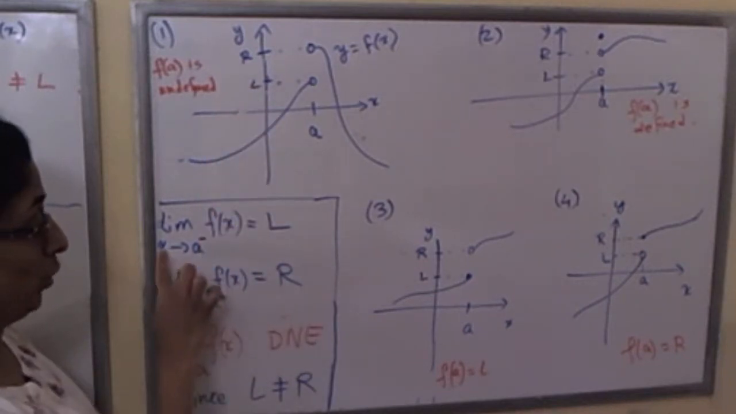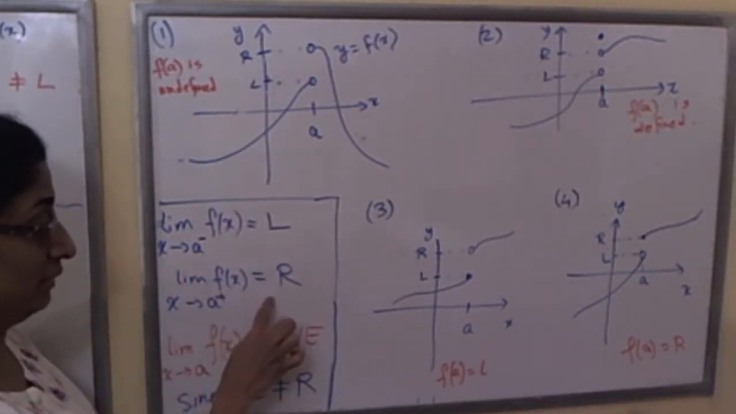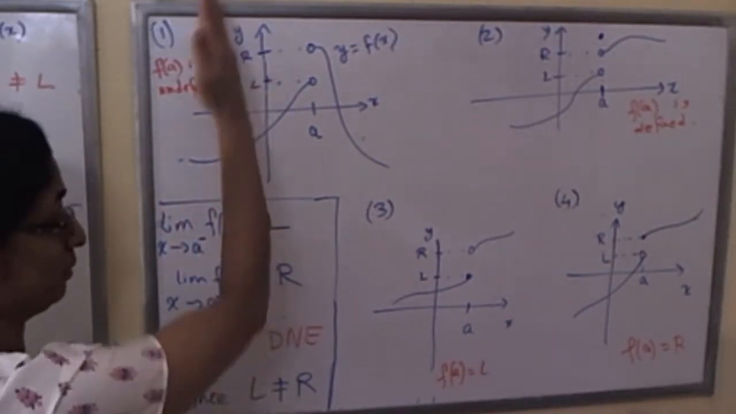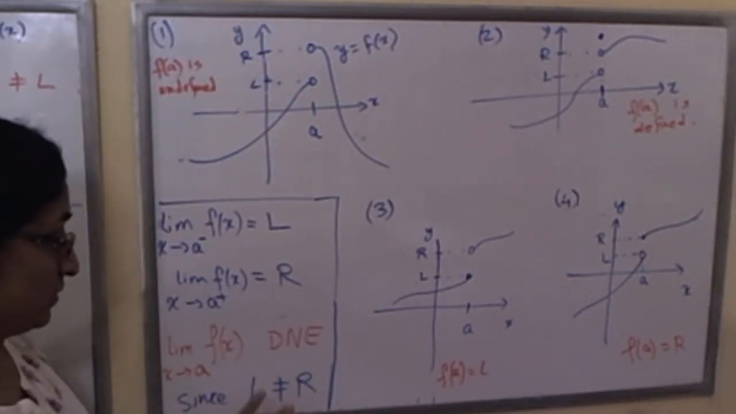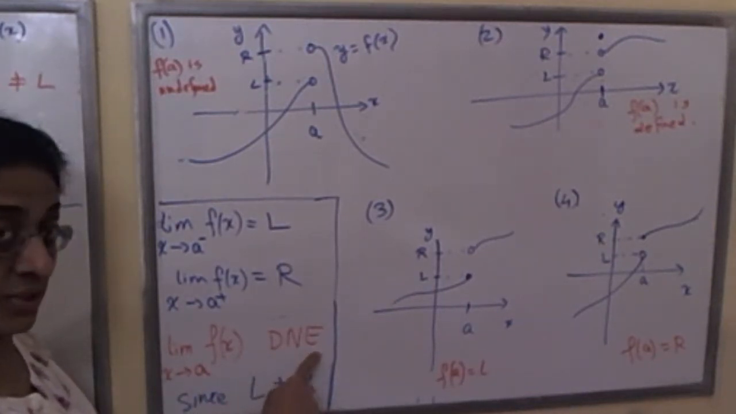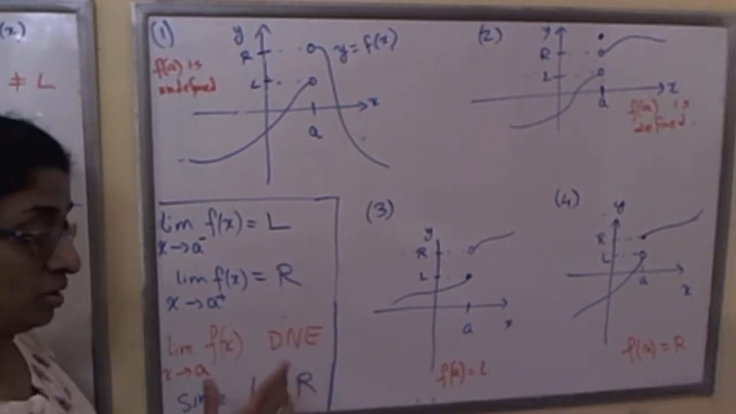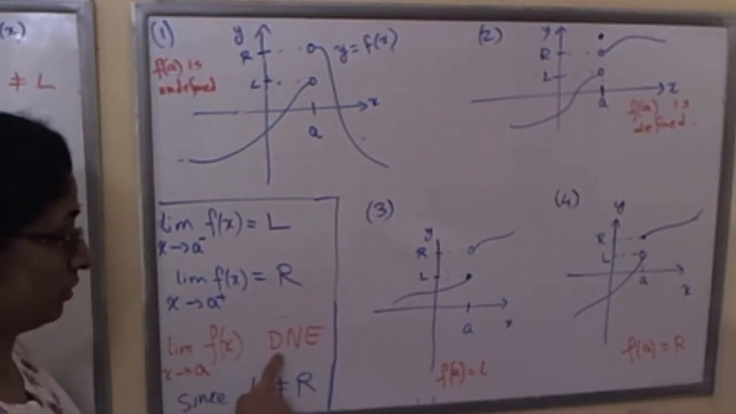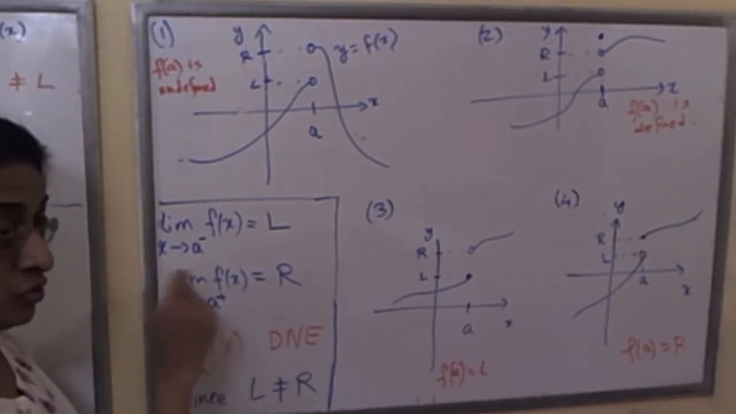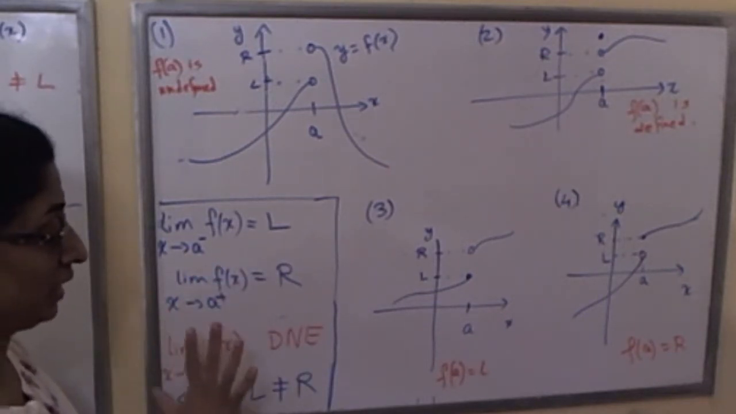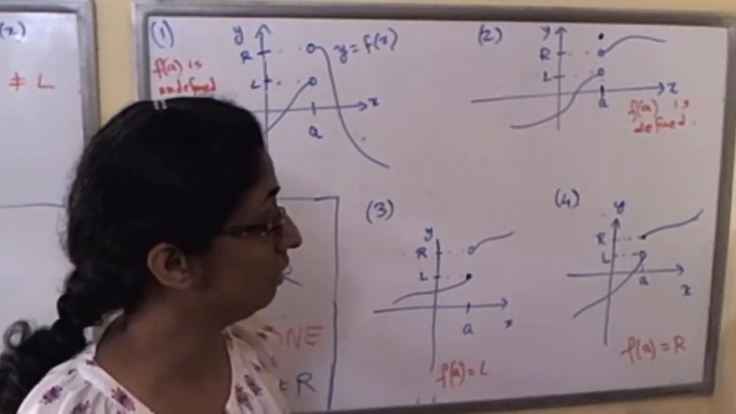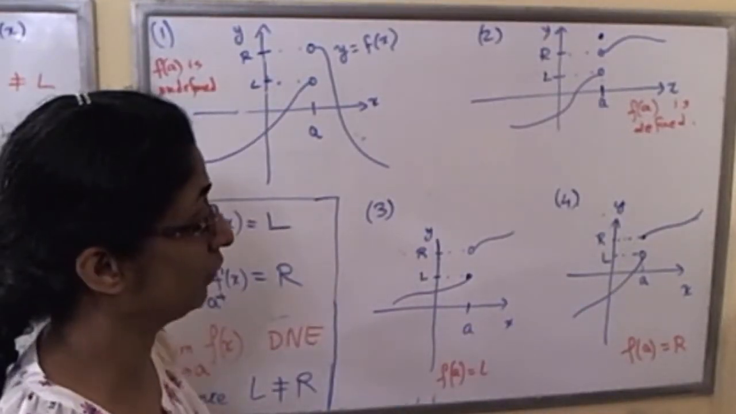Here's a situation where the left-hand limit and right-hand limit are two different numbers, two different points on this number line. So in this case, the conclusion is the two-sided limit does not exist. DNE is a shorthand notation for does not exist. And the reason is since L is not equal to R. That same argument works for each of these graphs, which you can go through carefully.